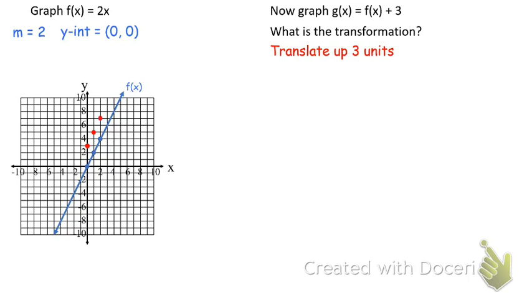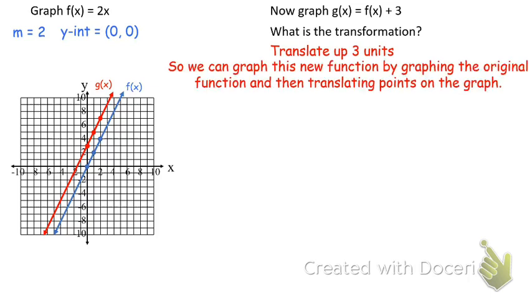We've got a new line that is parallel to the original line, just moved up 3 units, because that was the transformation. The new function g of x was f of x plus 3. So to do this, we could just plot the original problem, f of x equals 2x, and then translate it based on the new equation, g of x equals f of x plus 3. But how else could we do this?